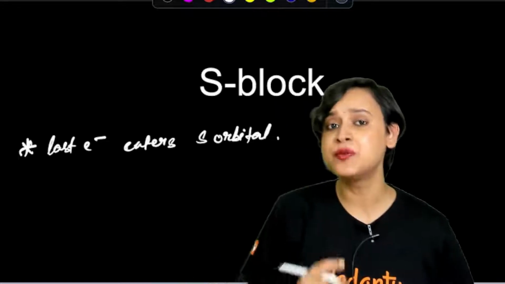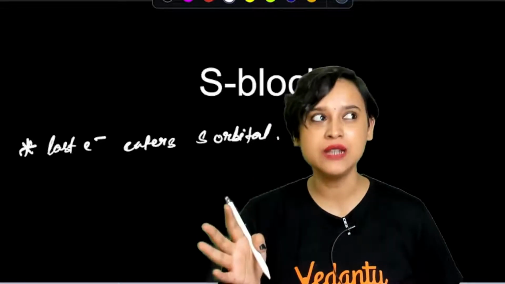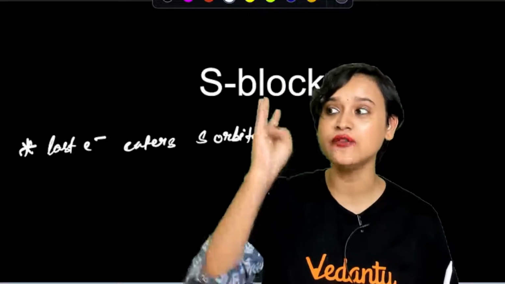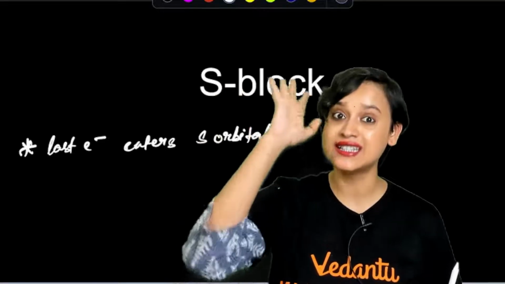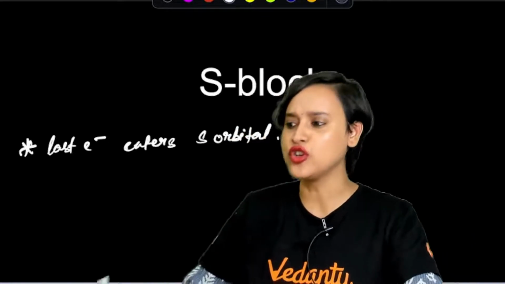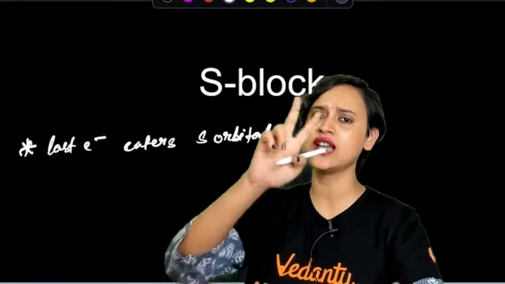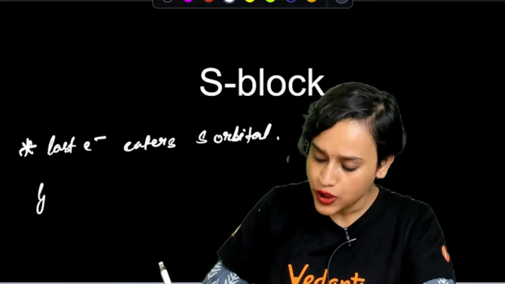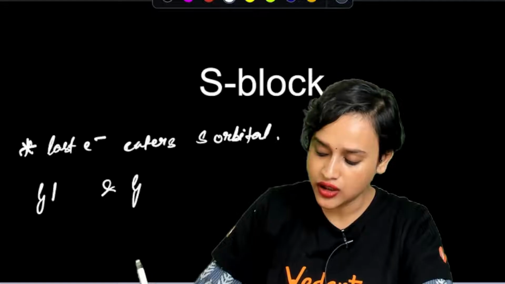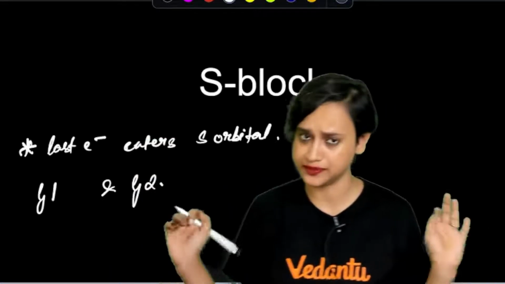Now, in these s block elements, you will find only two groups. So, thank God. Unlike P block, where we had to read about groups 13, 14, 15, 16, 17, 18, 6 groups, here we just have to learn about group 1 and group 2. These are the only two groups that we learn.